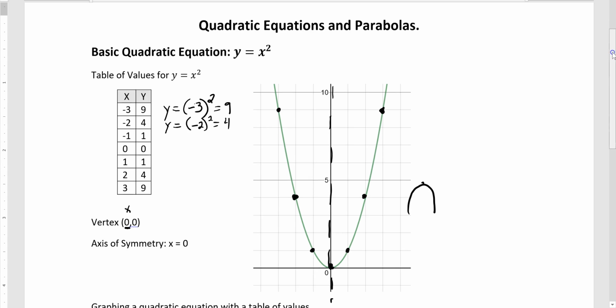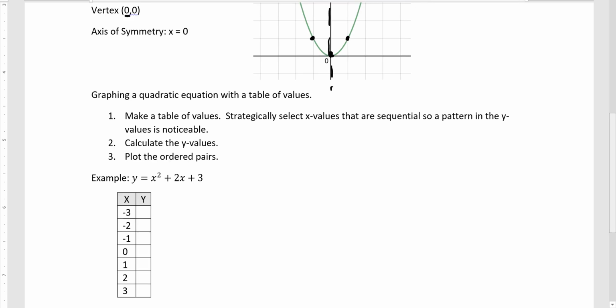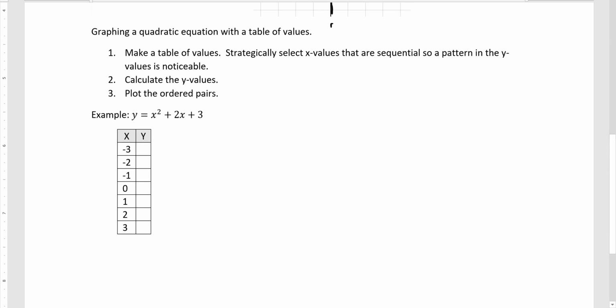Okay, to take this a little bit further, the way that we graph a quadratic equation with a table of values is first you make a table of values and you strategically select x values that are sequential, so a pattern in the y values is noticeable. Then you calculate the y values, and lastly you plot the ordered pairs. So let's take the example y equals x squared plus 2x plus 3.